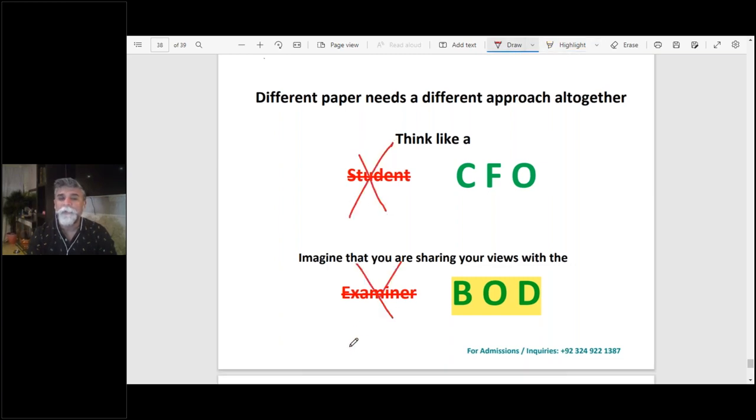Do not think there's an examiner. Just think you are a CFO, you are a mature, logical, street smart person, and you're explaining to the board. So better be short, simple, logical things. If you adopt this mindset when you are solving the paper, you will feel that your mind will come up with wide solutions rather than being a narrow-minded accountant.